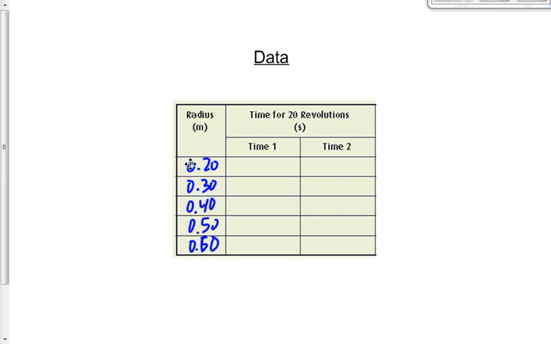Somebody in your group is going to swing this. Somebody in your group is going to watch to make sure the radius is remaining constant. Somebody in your group is going to count the number of revolutions and time how long it takes for 20 of those revolutions. That make sense?